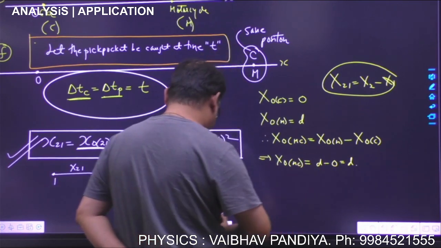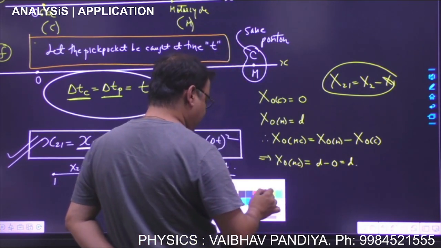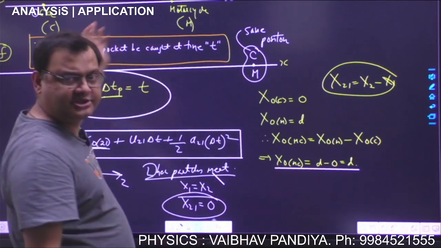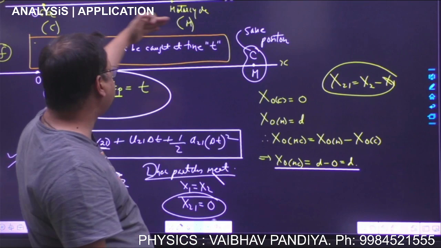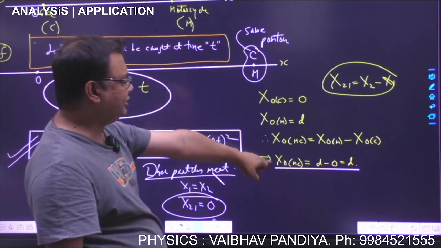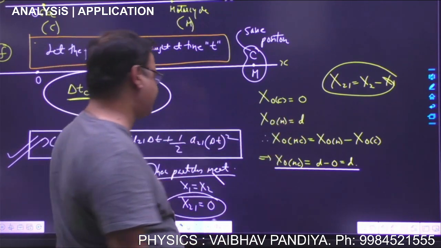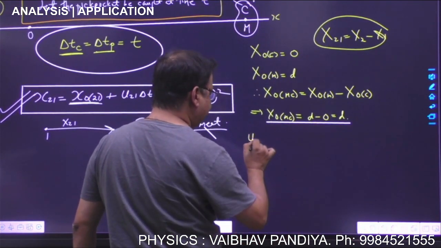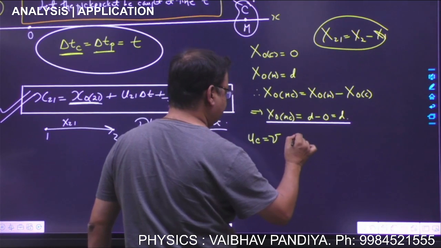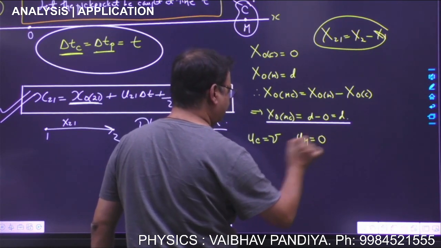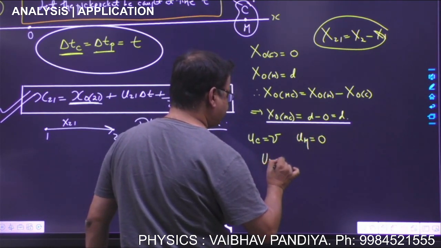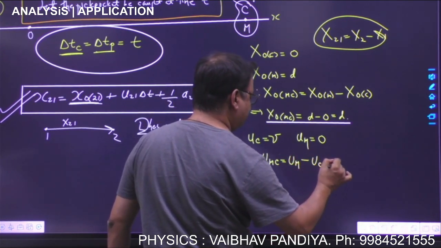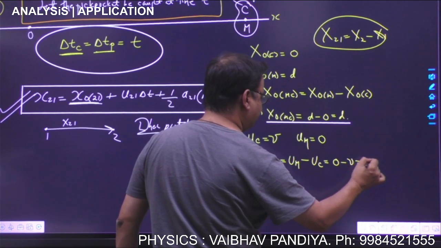I am doing a very detailed approach. Otherwise, you can write all this in one step mentally. You can see the motorcycle is at a distance d from the car on the positive side. So the initial position of the motorcycle with respect to the car is plus d. Okay. Now let's see the initial velocity. The initial velocity of the car is plus v. The initial velocity of the motorcyclist is 0. So the initial velocity of the motorcyclist with respect to the car will be the velocity of the motorcyclist minus the velocity of the car. So this will be 0 minus v, that is minus v.